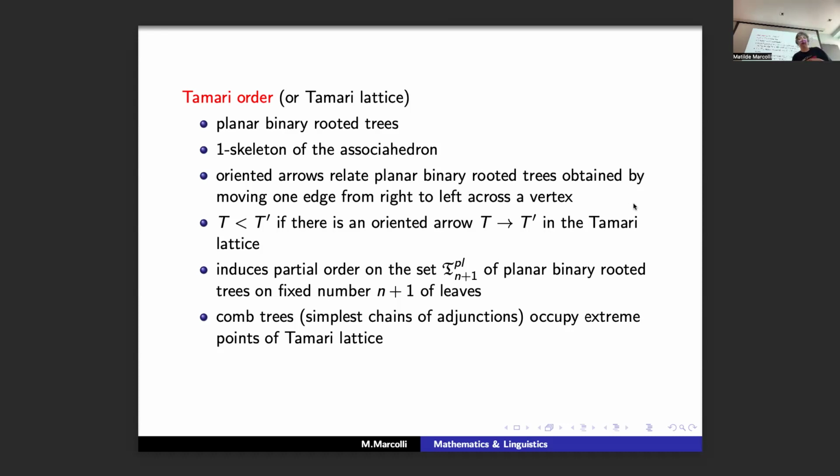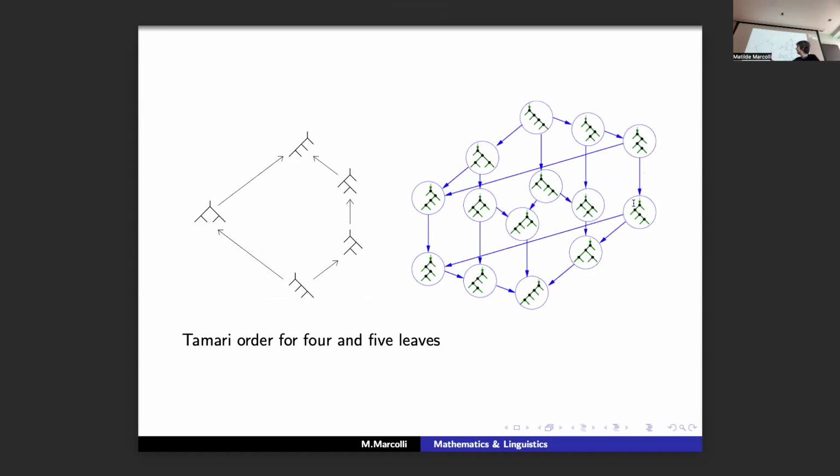It's a partial ordering where two things are in the ordering if there's a chain of oriented edges between them. The idea is that you put an oriented arrow between two planar binary rooted trees if they are obtained by moving one edge from right to left across a vertex in the tree, which corresponds to one of these exchanges of brackets, the lack of associativity rule, between two nearby vertices in the associahedron, except now you order them in the direction that corresponds to this switch from right to left. If one looks at the Tamari lattice in this sense, we see that the comb-like trees are the extremals of the Tamari order, in the case of 4 and 5 leaves, and everything else populates the areas in between, more or less close to one of these comb structures.